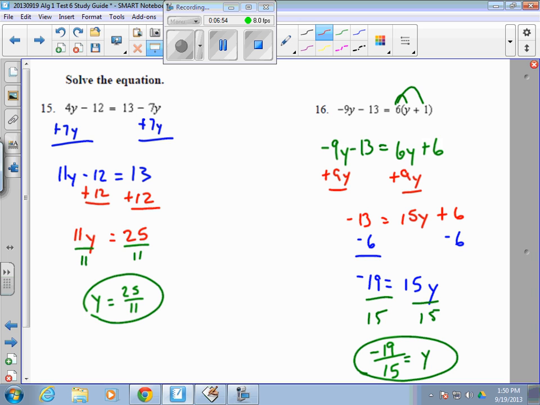Distribute 6 to y plus 1. 6 times y is 6y. 6 times 1 is plus 6. So you have negative 9y minus 13 equals 6y plus 6.